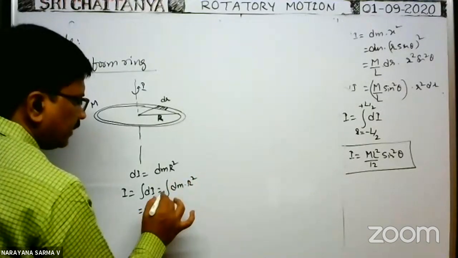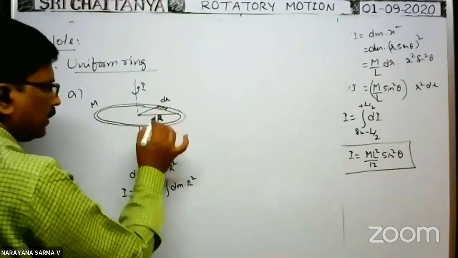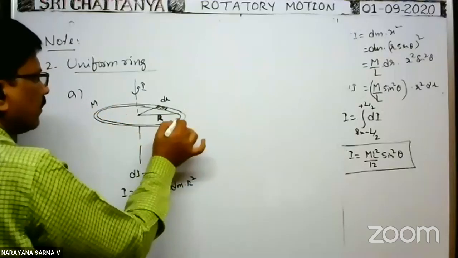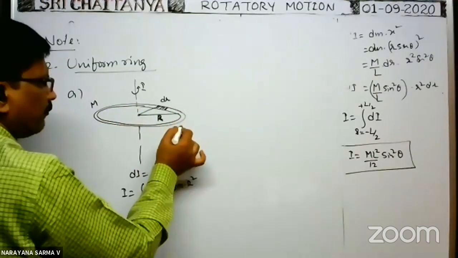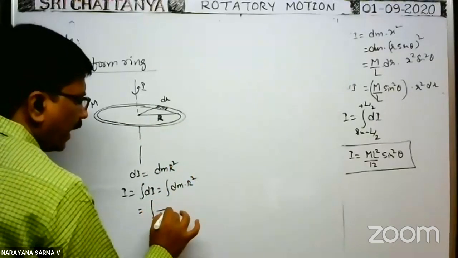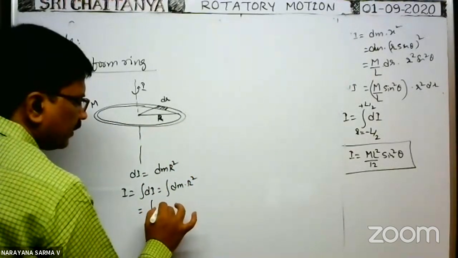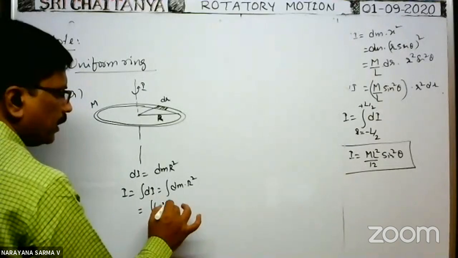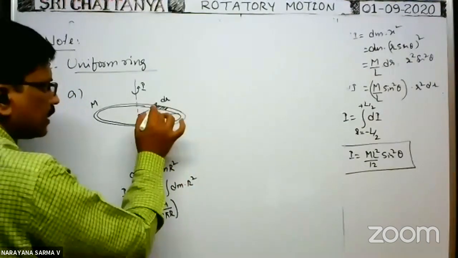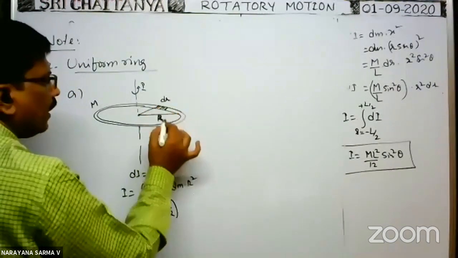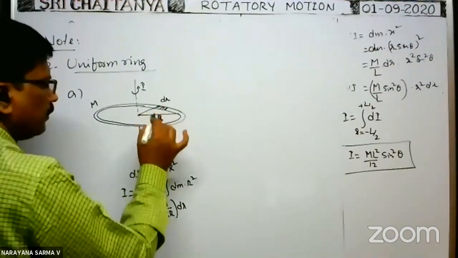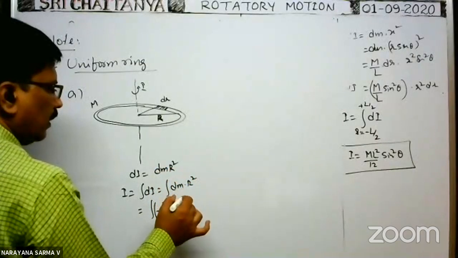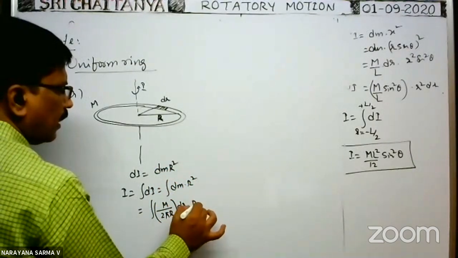Here the total mass of the ring is M, radius R. The length of the ring is 2 pi R, the circumference. So for 2 pi R length the mass is M, then the mass per unit length is M by 2 pi R. For this much length dl, the mass is M by 2 pi R into dl. It is the mass of the element considered, into distance squared, meaning R squared.